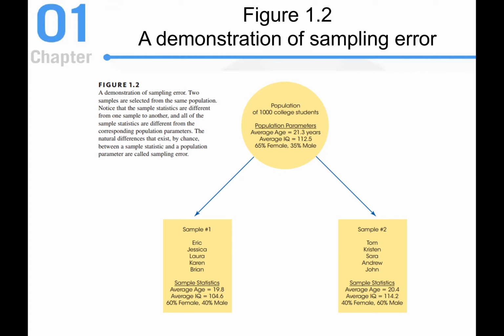Not only are samples going to be different from the population they came from, but they're also going to be different from other samples that we've taken from the same population. So if we look at sample 1 in comparison to sample 2, the average age in sample 1 is 19.8, and in sample 2, using 5 different people from sample 1, it is 20.4. So those are going to be different as well. And these natural differences exist by chance, and again, this is called sampling error.